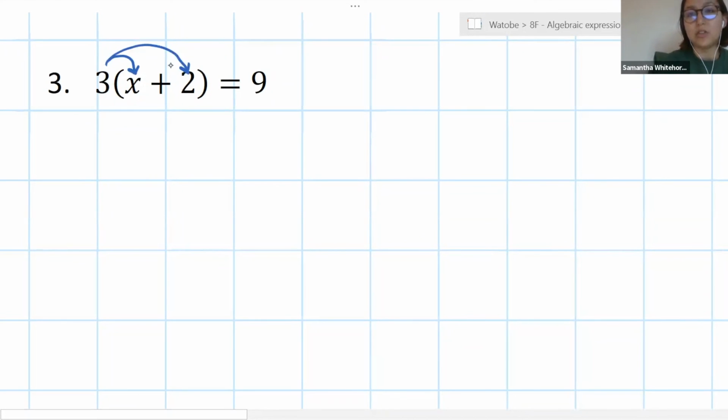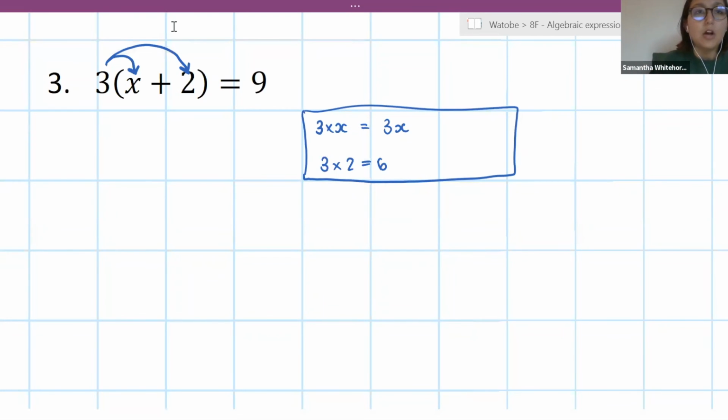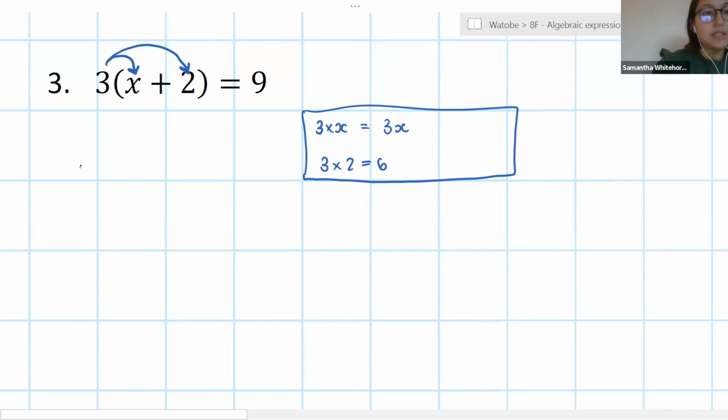So what I need to do here is consider the multiplication that I need to do. So I'm going to have a little multiplication block here. I've got 3 times x, which gives me 3x. And I've got 3 times 2, which gives me 6. That is just from multiplying the coefficient, or multiplying the 3 into the bracket. So if I write down those products, I get 3x plus 6 is equal to 9.